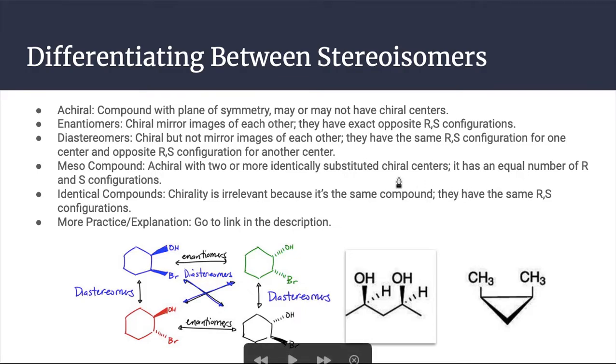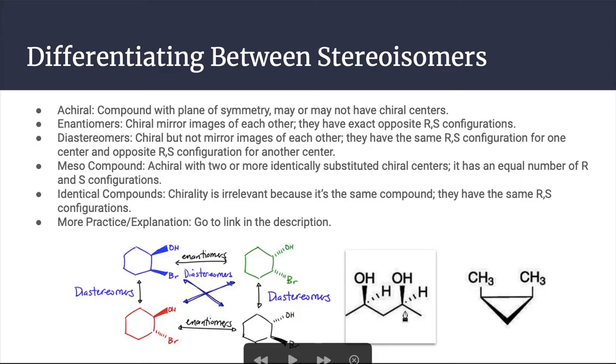Identically substituted means that all the groups around the chiral centers are the same. For meso compounds, I have a couple of examples over here. Again, you can say that it's achiral because it has a plane of symmetry. If you draw a line through right here, you can see that this half of the molecule is the exact same as this half. You could also do the R and S configuration, and they indeed have one R and one S configuration.